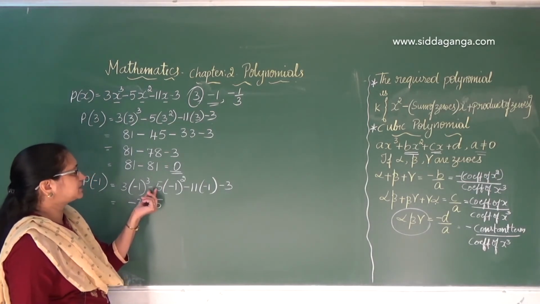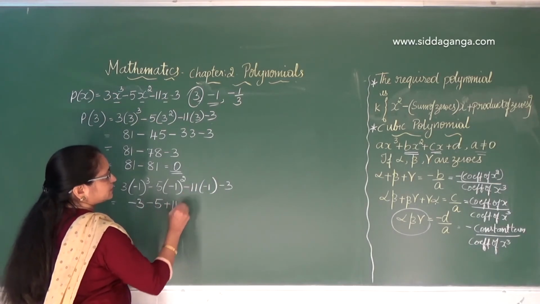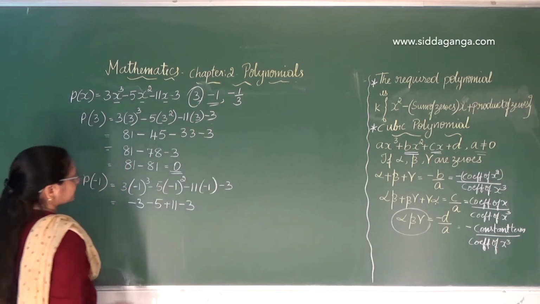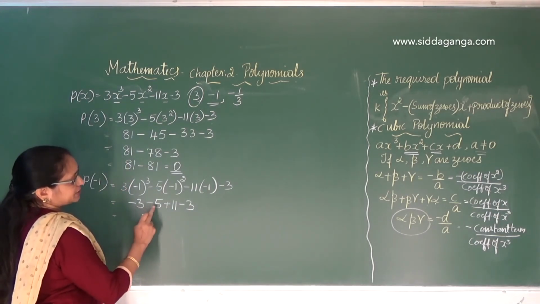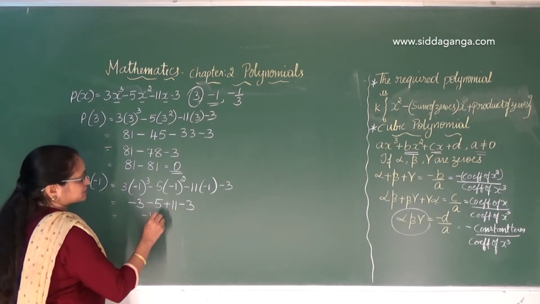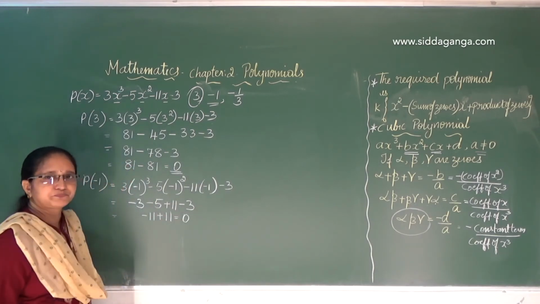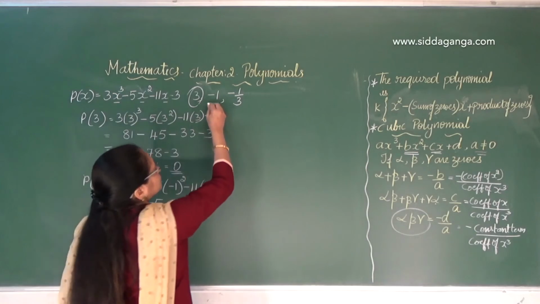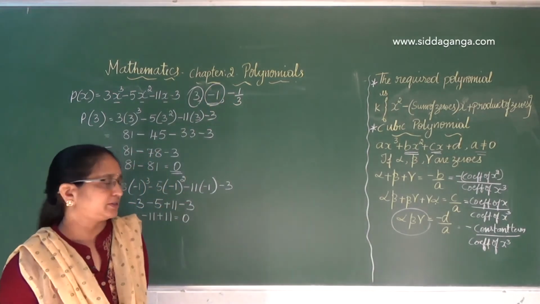1 into minus 5, minus 5, minus into minus, plus 11 and minus 3. Now, just see here. Minus 5, minus 3, minus 5 and minus 3. So, definitely it will be minus 11 plus 11 which is equal to 0. Now, again we showed that minus 1 is also the 0 of the polynomial.